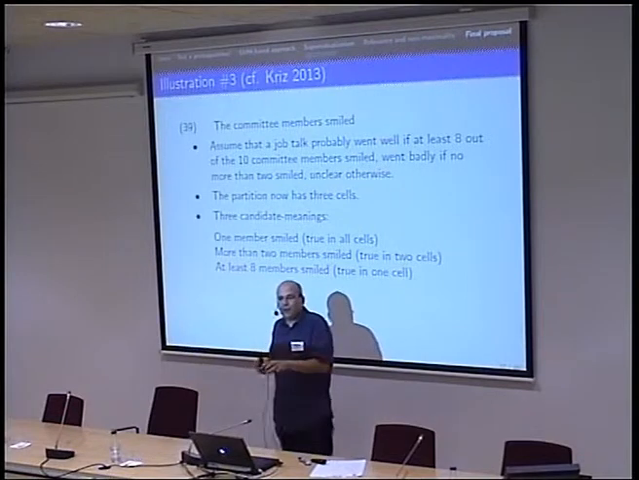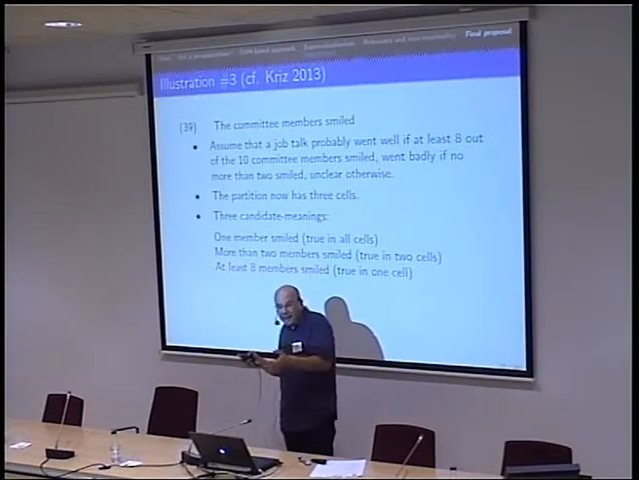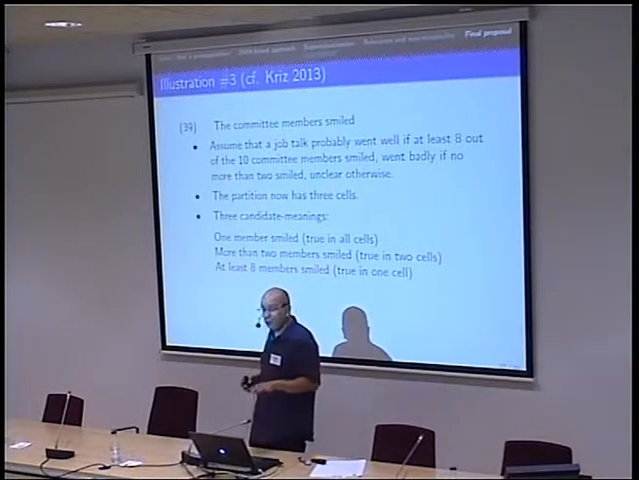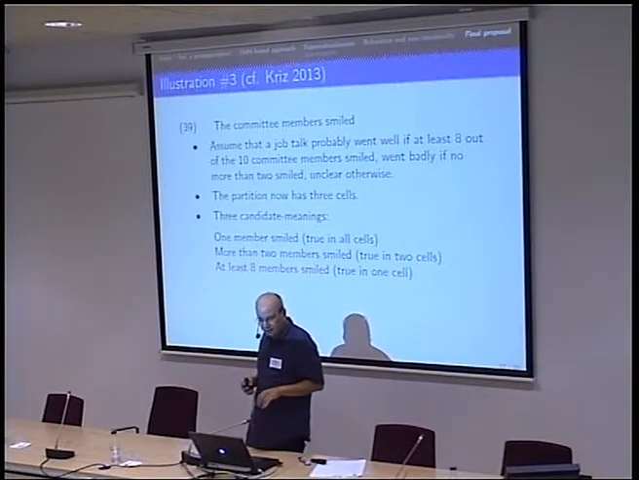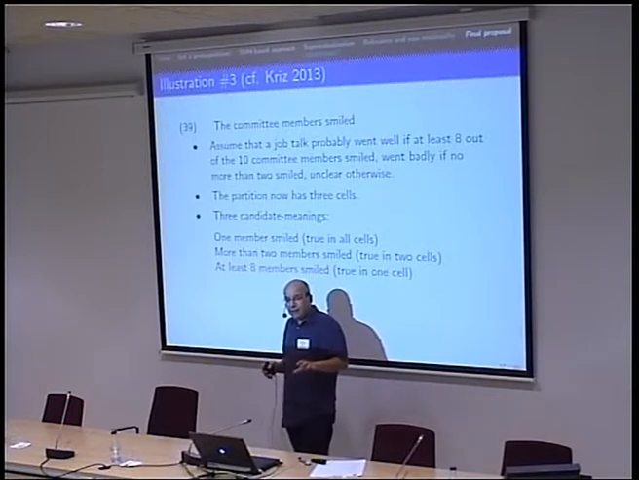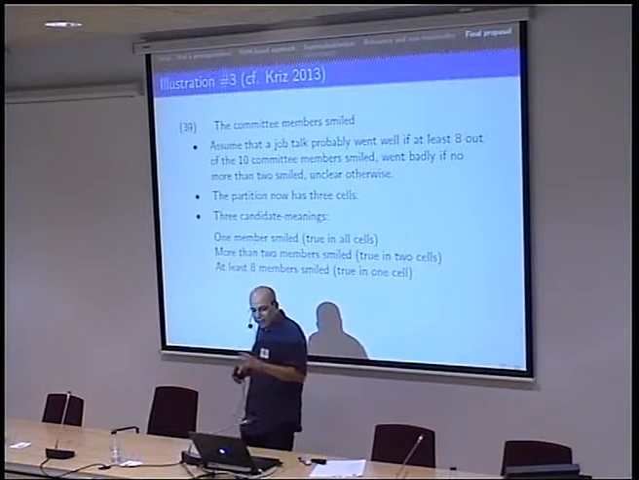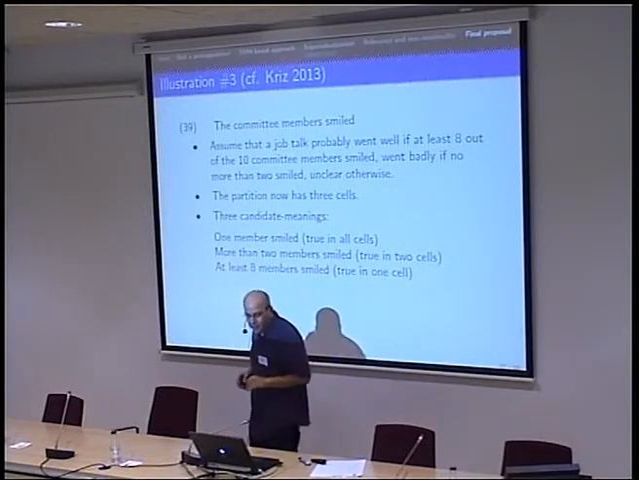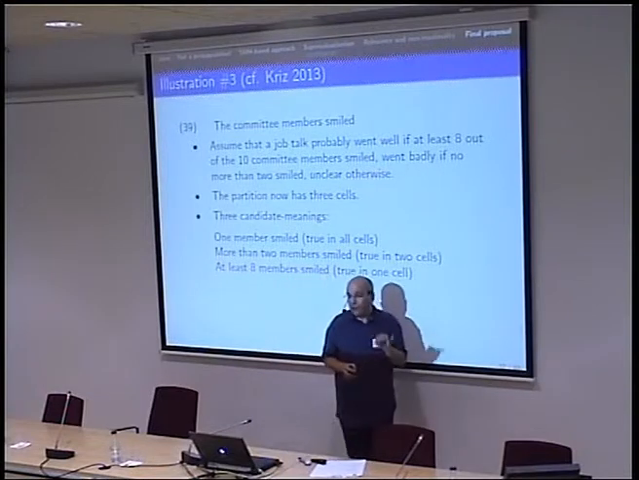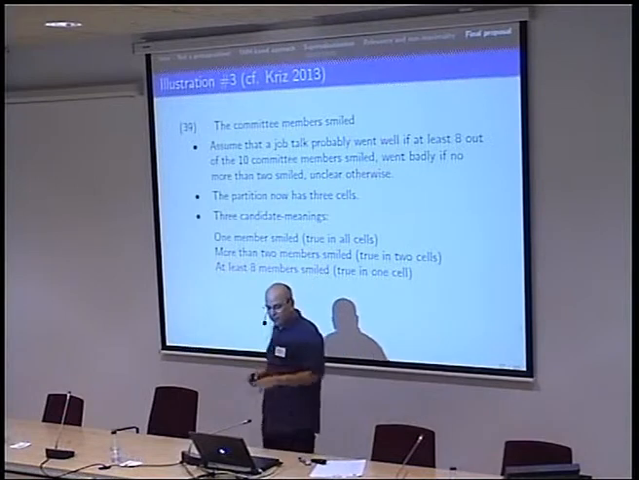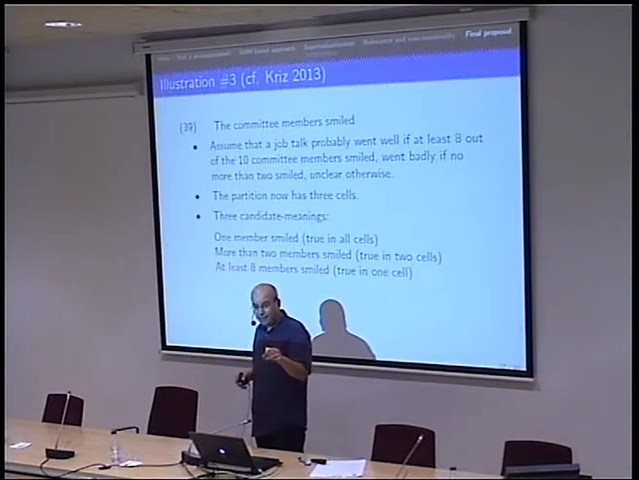So basically, you are interested in whether at least 8 smiled, between 2 and 8, or fewer than 2. So the partition now has 3 cells, right? And basically, we end up with just 3 candidate meanings. And here they are. "1 member smiled": that's true in all cells. "At least 1 member smiled." "More than 2 members smiled": that's true in 2 cells. And "at least 8 members smiled": that's true in 1 cell, right?